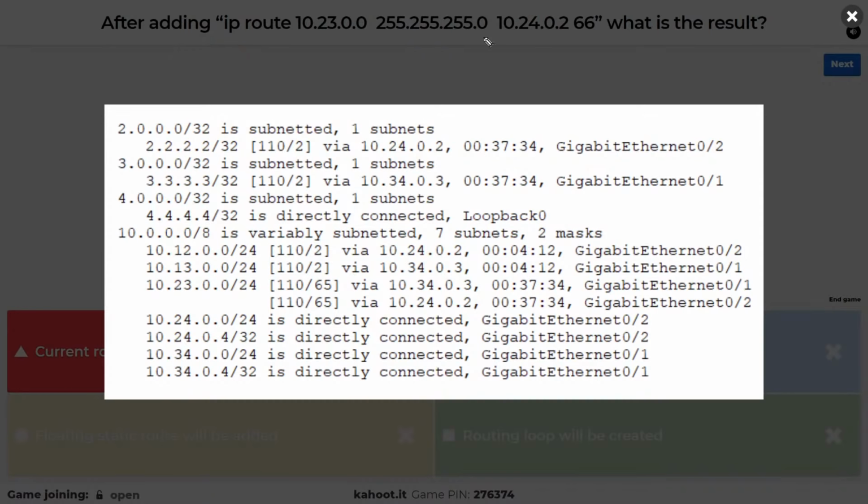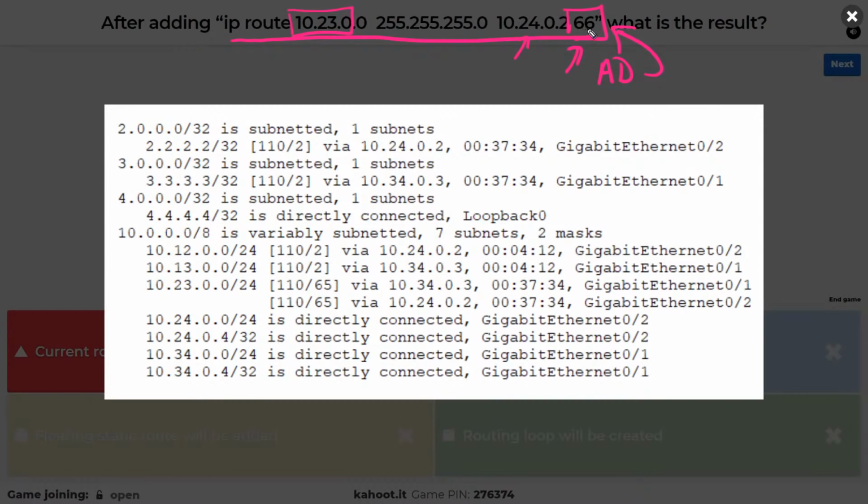So here's the scoop. This static route at the top, let me highlight that real quick. IP route. Dear Mr. Router, I would love you to add a route to 10.23.0.0, which is a 24-bit network. And I'd like you to use the next hop of 10.24.0.2 to do that. And I would like this route that I'm adding to have an administrative distance of 66.